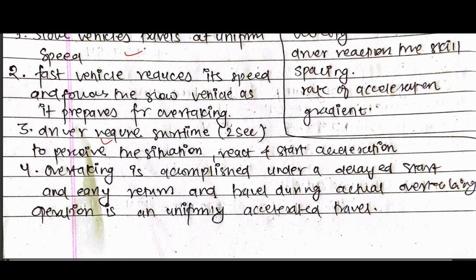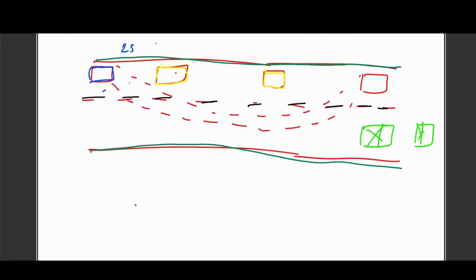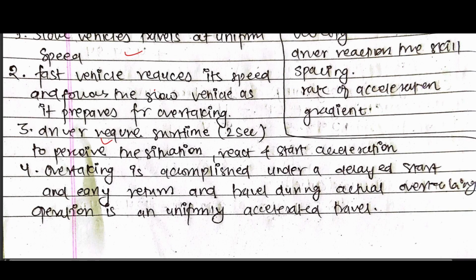And another assumption is overtaking is accomplished under a delayed start and early return. That means I start overtaking at a very delayed condition because I reduce my speed and make it equal to the speed of the slow moving vehicle, and only after then I accelerate and overtake the slow moving vehicle and reach in front of it at a very fast pace. That's why overtaking will be accomplished in early return and travel during the actual overtaking operation is uniformly accelerated.